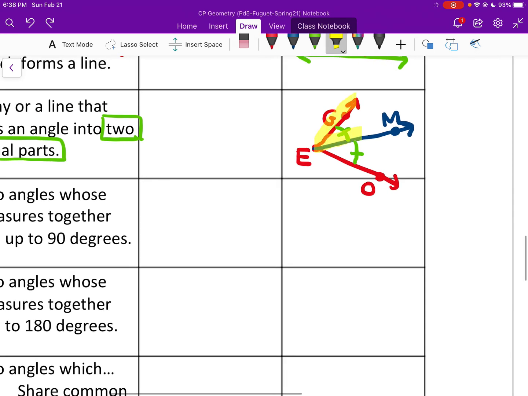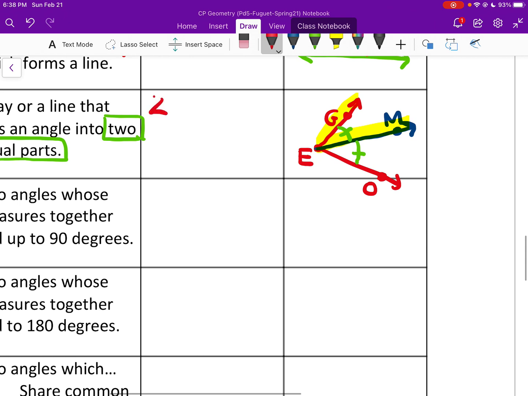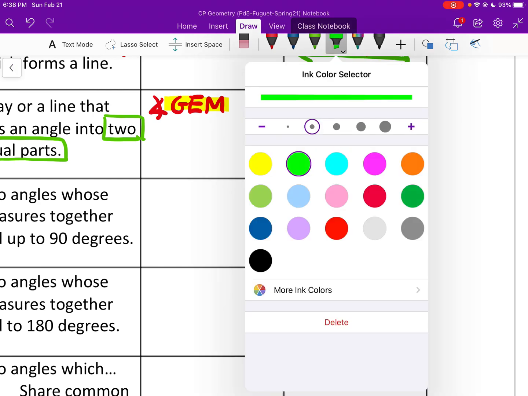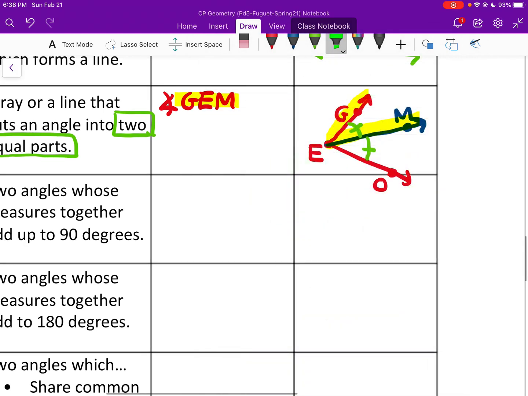So if we want to label this yellow angle, we could call that angle GEM. Okay, so that would be our yellow angle. And then let's say we wanted to name the green angle. So we could call that angle OEM. And that's our green one.